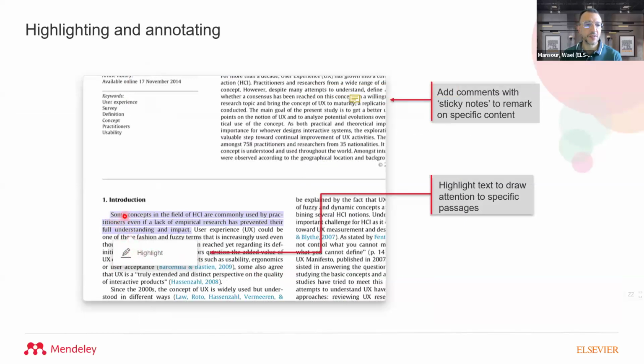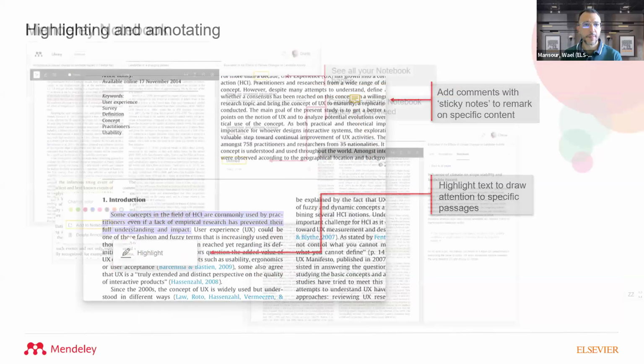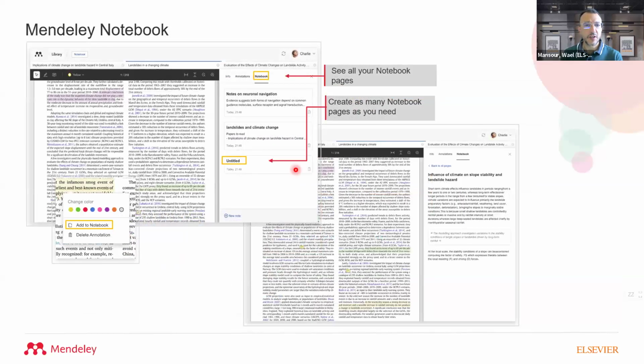If you click on the pencil, you have this icon, and then you can highlight, and you can add your comments as sticky notes to the article full text. You can change the colors as well, as you can see.